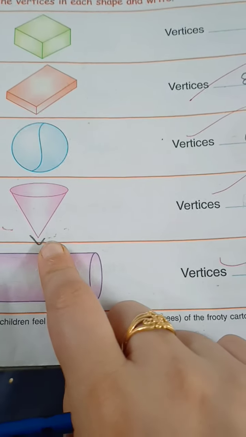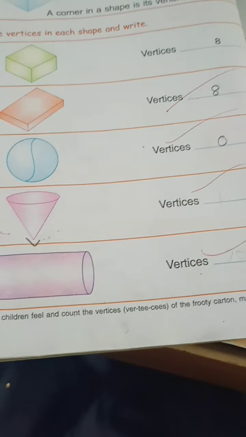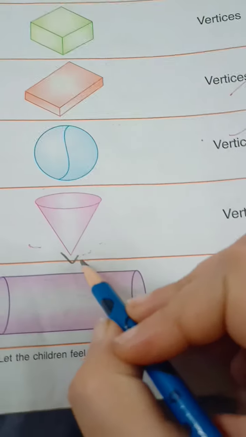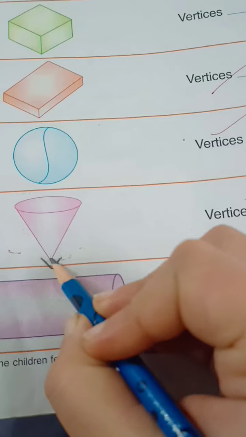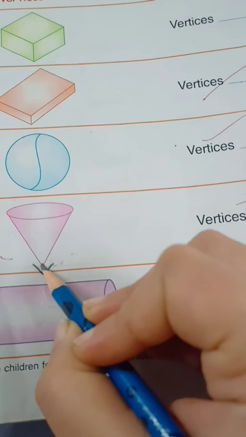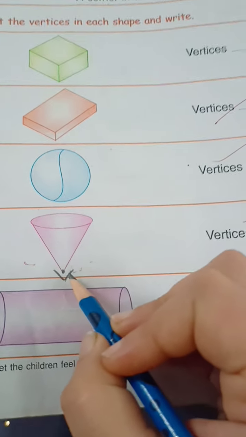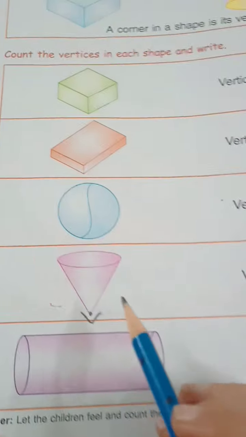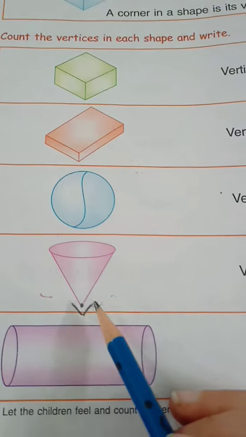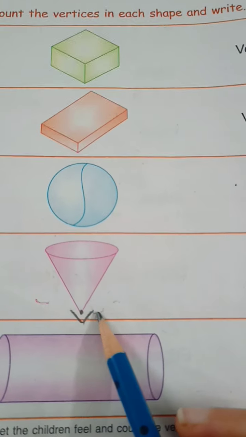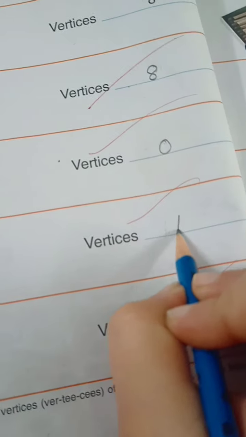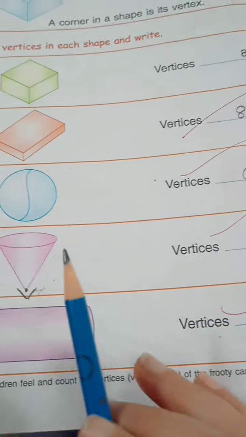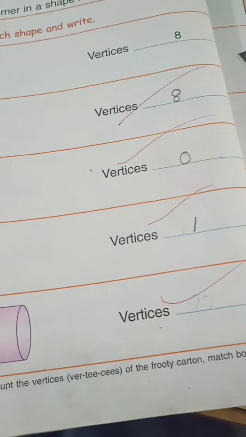Next one is cone. How many vertices does it have? Where two lines meet, that is called a vertex. You can see here these two lines are meeting at this point. So this is called a vertex. For singular we use vertex and for plural we use vertices. So this cone has only one vertex, one corner. So we will write here 1.